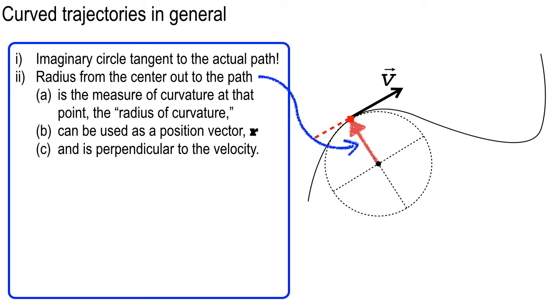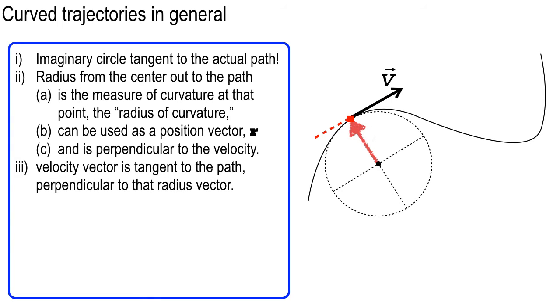Whatever you're doing on the track, this only holds for this particular point. But you can do this at any point you want. So it's always something that you can do geometrically. The position vector is customarily labeled as R with an arrow over the top, or boldface R, as I have in my outline, 2B. That is perpendicular to the velocity. And let's keep going. The velocity vector is tangent to the path, and it's perpendicular to that radius vector.